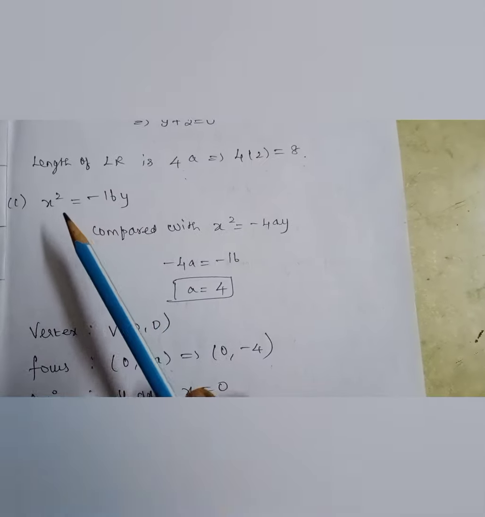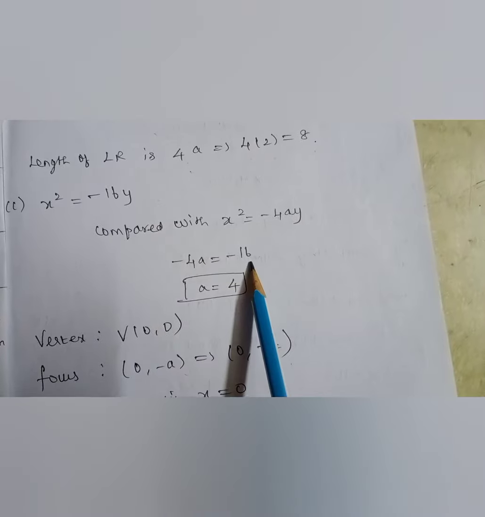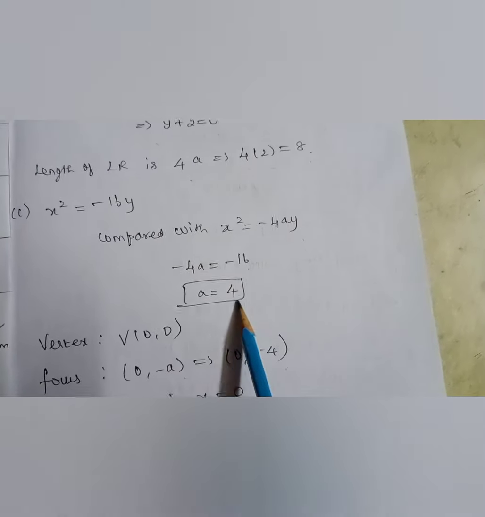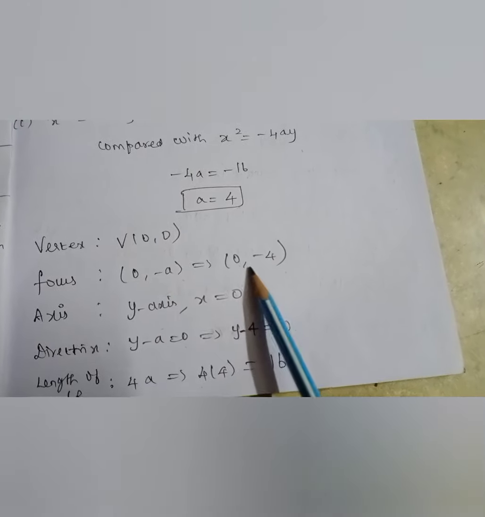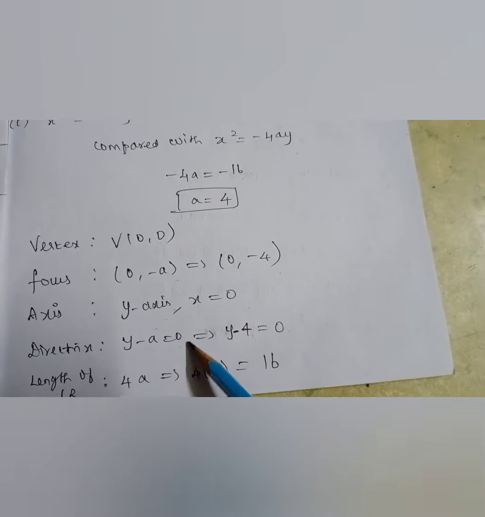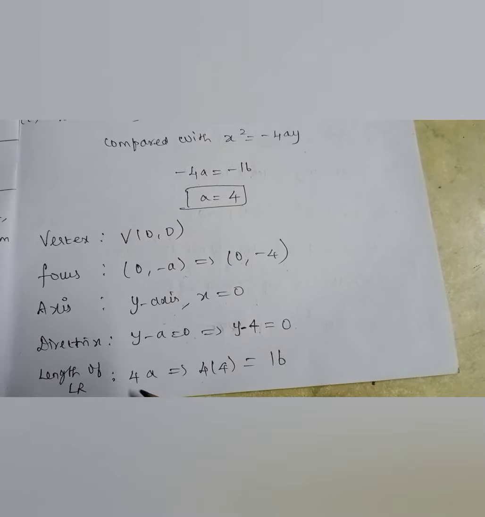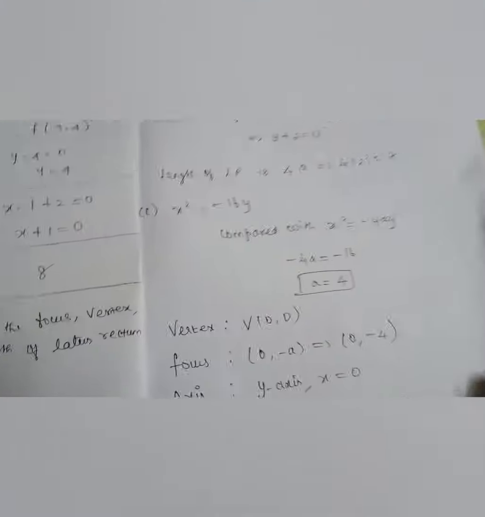Now see this equation, C subdivision, x square is equal to minus 16y. It should be compared with the parabola x square is equal to minus 4ay. So a is equal to 4. Now the vertex is 0, 0. The focus is 0, minus a, that is 0, minus 4. The axis is the y-axis, that is x is equal to 0. The directrix is y minus a equal to 0, that is y minus 4 is equal to 0. And the length of latus rectum is 4 into 4, that is 16. So this is how we have to do these 3 mark sums.